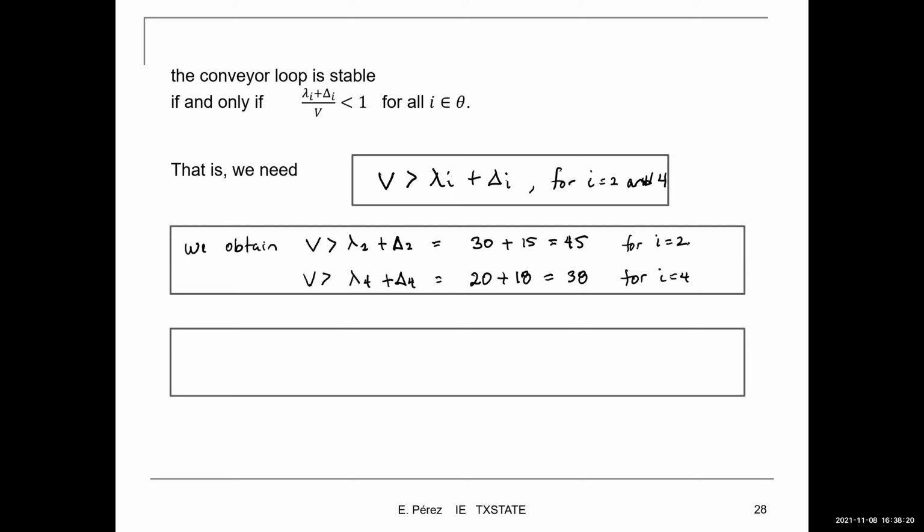So from these two, we find the largest value. So in this case, that's 45. So hence, the conveyor speed must be greater than 45 windows per minute.